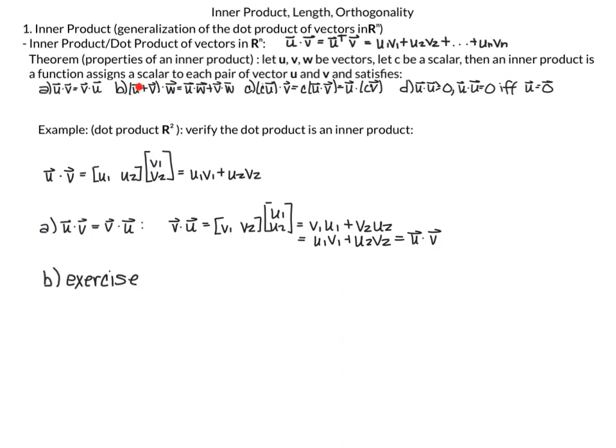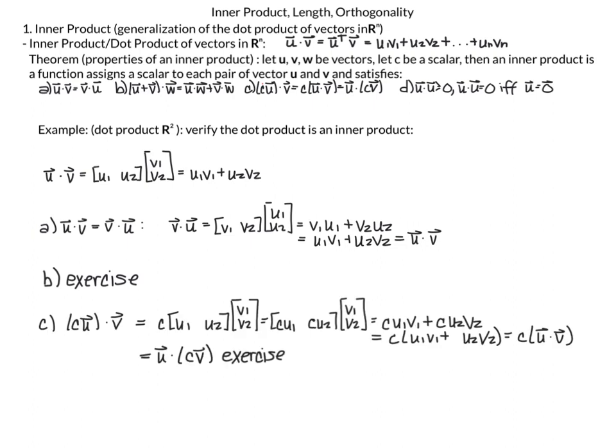The next property, I am going to do proof by assignment. That is, I'm going to leave it as an exercise for you. I will do part of property C here, which says that a constant C times vector U dot V is equal to the constant C times U dot V. And the second part I will also leave for you.